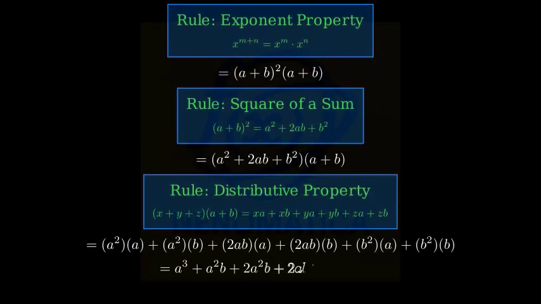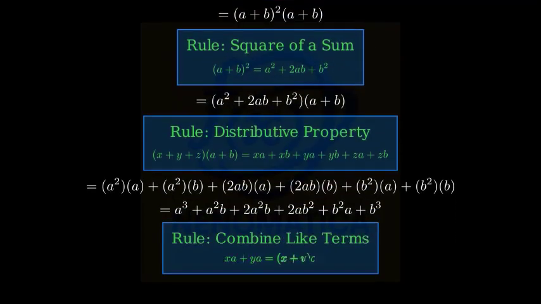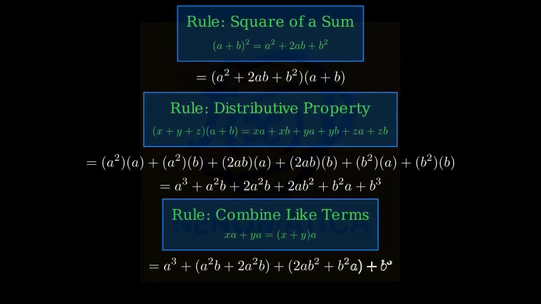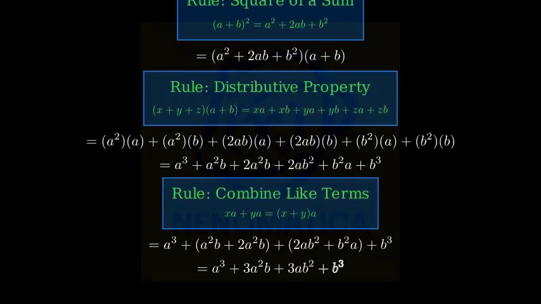We get a cubed plus a squared b plus 2a squared b plus 2ab squared plus b squared a plus b cubed. Now let's combine like terms. We add a squared b plus 2a squared b to get 3a squared b. And we add 2ab squared plus b squared a to get 3ab squared. So we're left with a cubed plus 3a squared b plus 3ab squared plus b cubed.